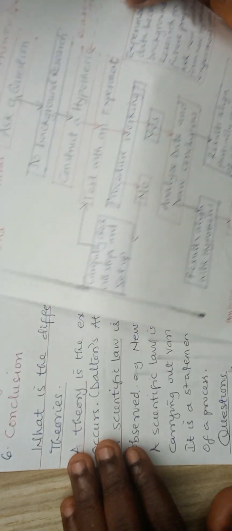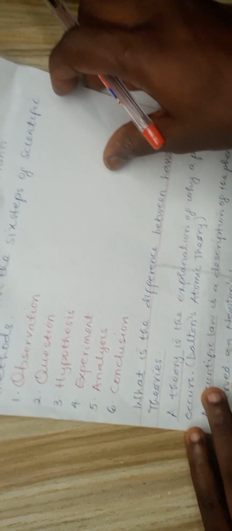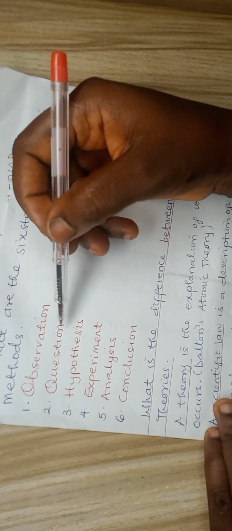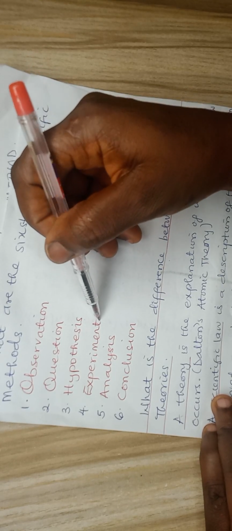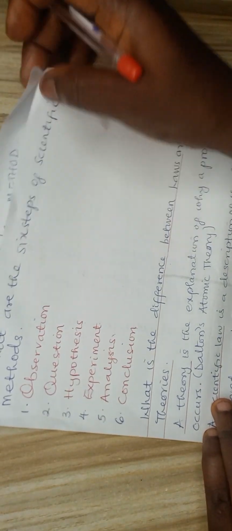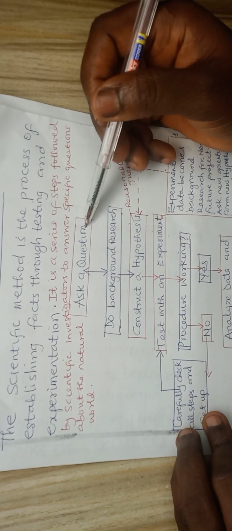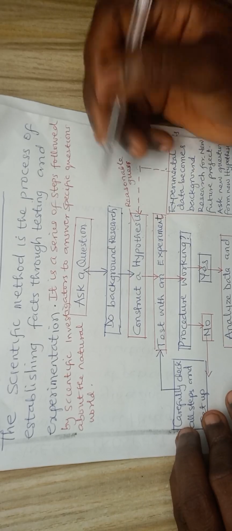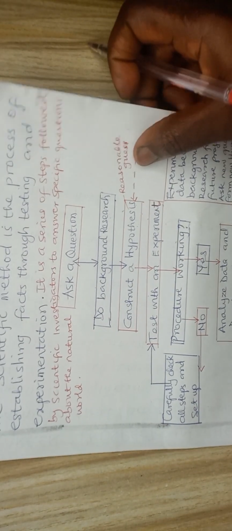Actually, the major steps in scientific method are observation followed by questions. Observation, question, then formation of hypothesis, which is a reasonable guess. Then we have the experiment. After the experiment, we have the analysis of results, and then your conclusion. But to explain this better, I will use this chart. After asking a question, you observe a problem, you do background research, you form a hypothesis, then you set up an experiment.